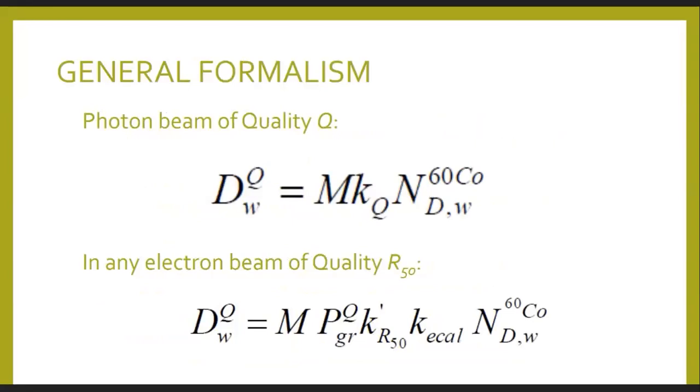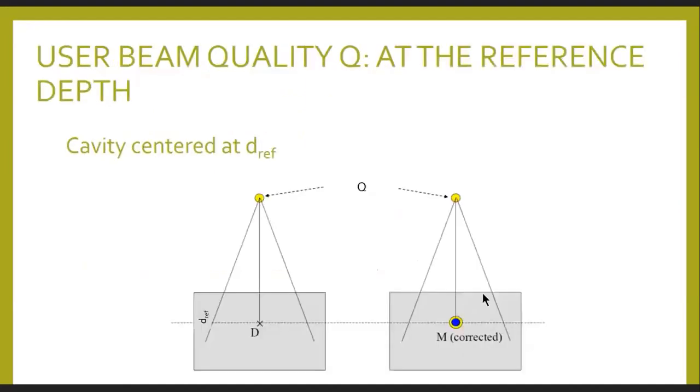So talking about the general formalism, this is the main formalism on which reference dosimetry protocols are based, for both photons and electrons. These two formulas are basically the same. It only requires the corrected reading and beam quality conversion factor and the absorbed dose calibration factor.